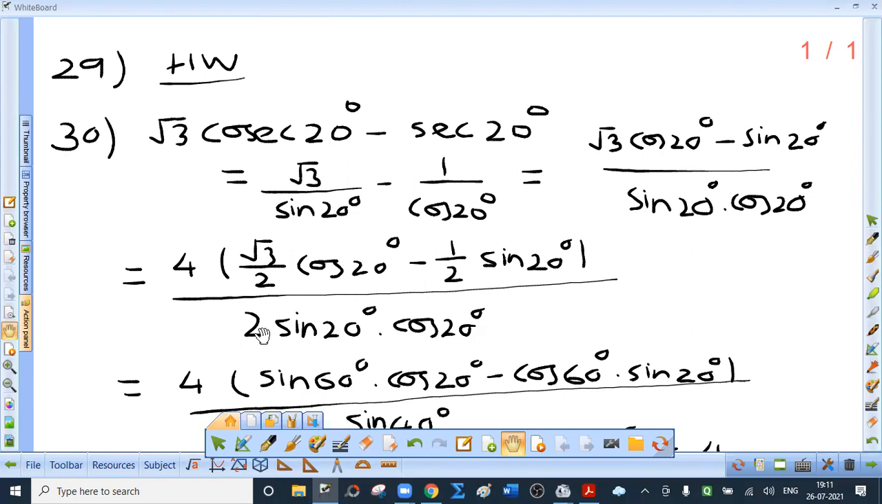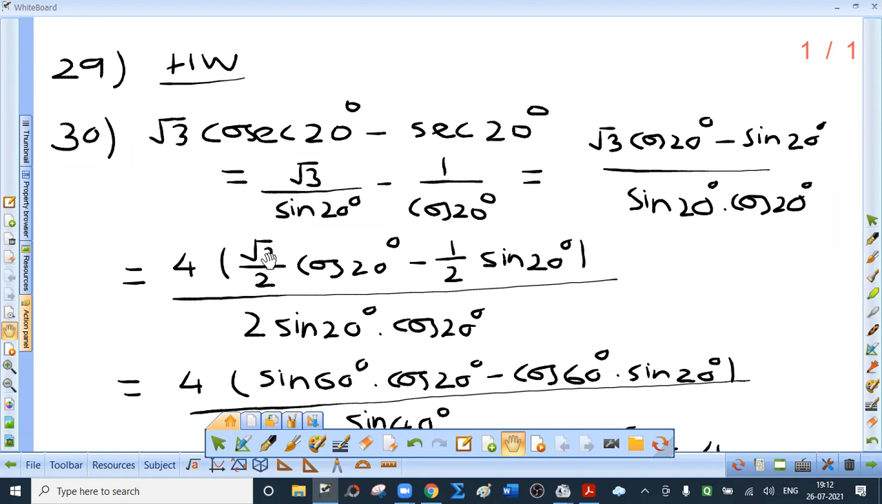I have multiplied denominator and therefore numerator by 2. Now you will say this is 4. Yes, I know. But if you open the bracket, see 4 upon 2, 4 upon 2. So I have multiplied numerator also by 2. Now what is the advantage of writing 1 by 2? See, you can check. If you open the bracket, you get 2 root 3 cos 20 minus 2 sin 20. Yes, I have multiplied numerator by 2 only. But what is the advantage?